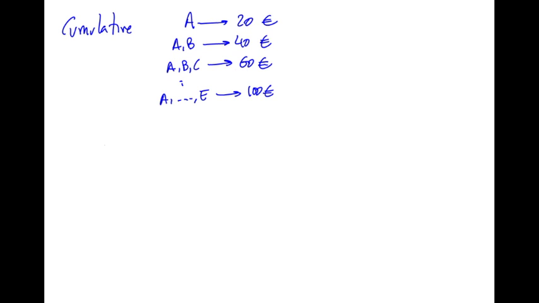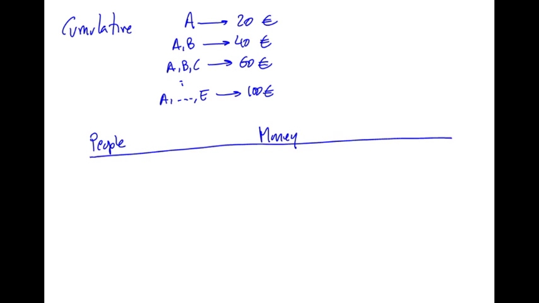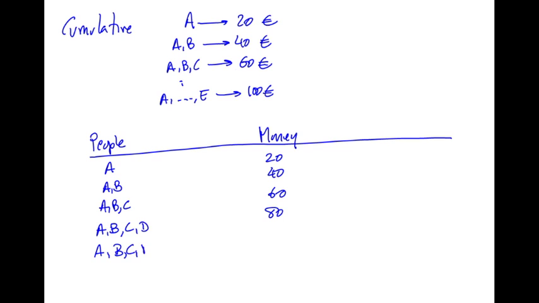Let's make a table for a second. Let's put here the number of people, all the names, and let's leave a space in between where we are going to put the money. And make a single table. Here we have Alice, 20 euros, Alice and Bob, 40, A, B, C, whatever the names you like, 60, A, B, C, and D makes 80, and all together, A, B, C, D, and E makes 100 euros.